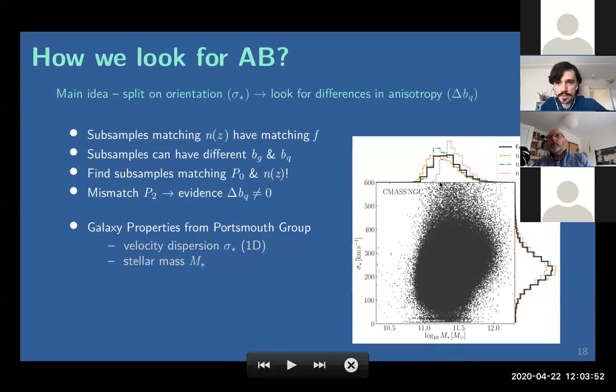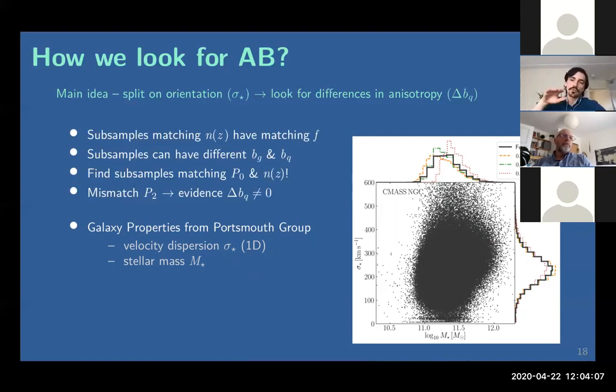You can also see one thing that will be a bit important for later: while the velocity dispersions don't really change with redshift, so all of these histograms are very similar, the stellar masses do have redshift evolution. Moving to a higher redshift, for example, this dotted line shows a somewhat different distribution of stellar masses.